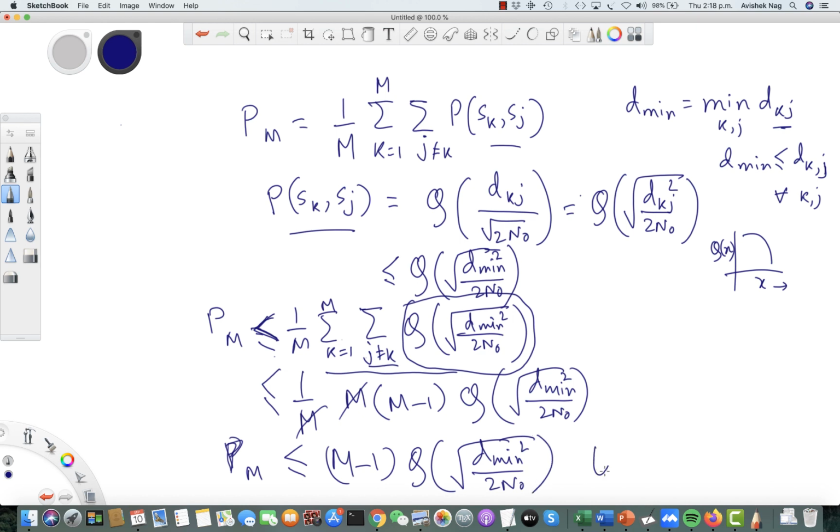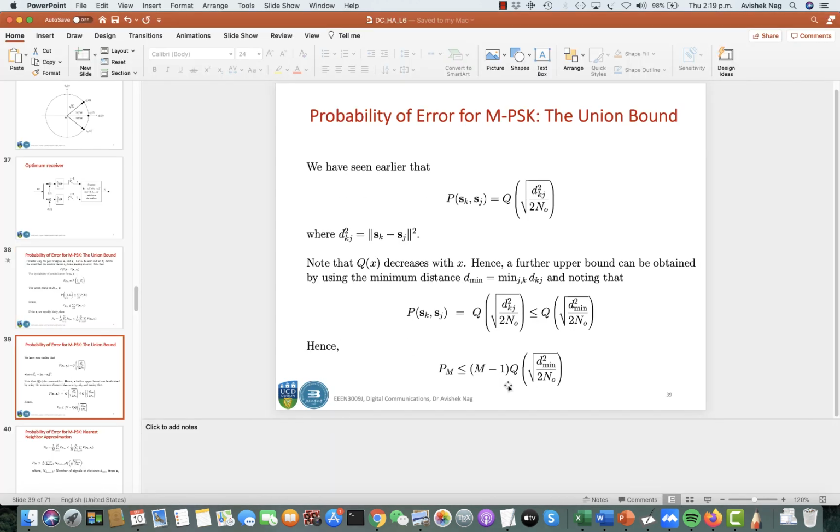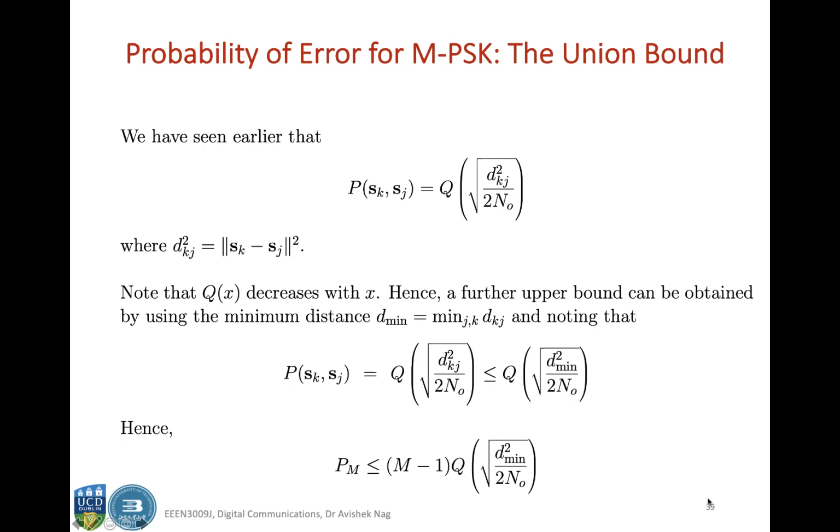So this is your union bound. That's what you have here in this slide. This is the final expression for the probability of error. Of course, it is an approximate value, not the exact expression, but the approximate expression for your probability of error is this, which roughly gives you the value of the probability of error. And we have derived this using the union bound.